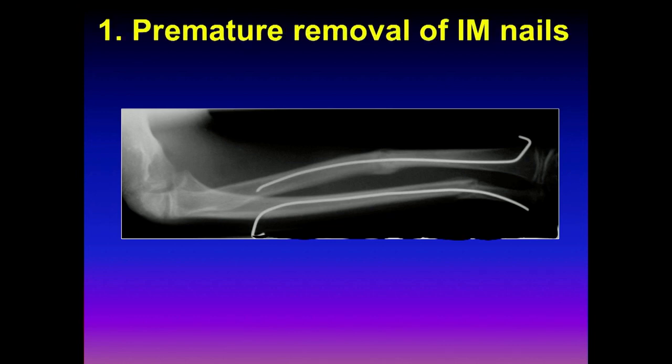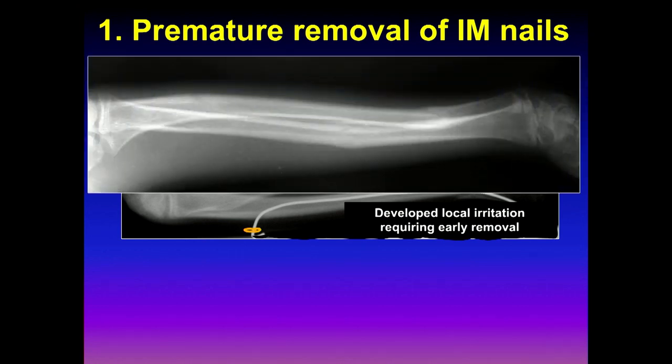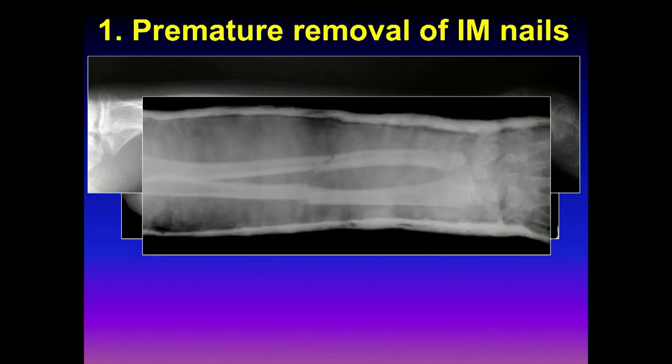And here is a good example. We used to leave the pins out, and we'd take the pins out in the clinic, which was kind of a screaming fit when you take it out. The pins were left out, so they'd get a little local irritation around there, and you'd take out the pins prematurely. And we took them out, pins removed, the patient had no protection, but came back later and had a fracture, mainly because he had not had the mobilization long enough.